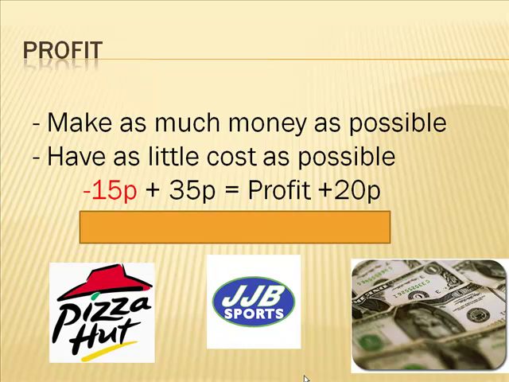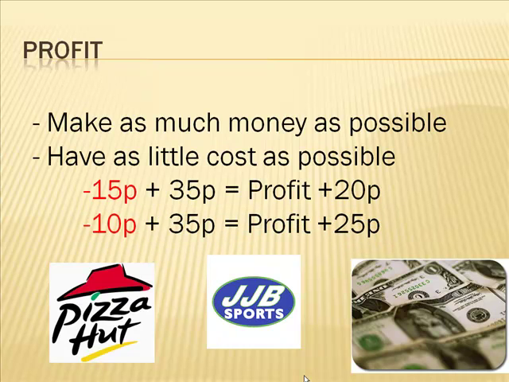So your total profit then is 20 pence, because you've spent 15 pence on making it and you've sold it for 35 pence. So what happens if we try and reduce our cost or make our cost smaller? So if we have our cost as 10 pence this time, so we reduce our cost and sell it for the same amount, our profit has actually increased. So you can see here that an objective for a business could be to increase profit by actually making their costs as little as possible. And I've given you 2 companies here, Pizza Hut and JJB Sports, and these 2 companies are examples in which profit is their main objective.